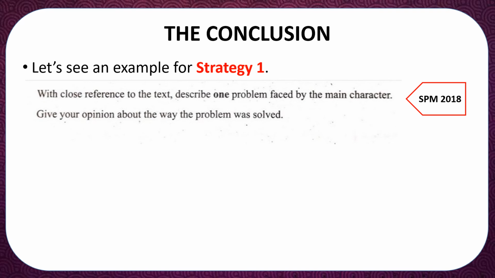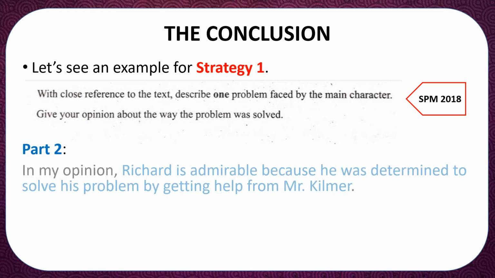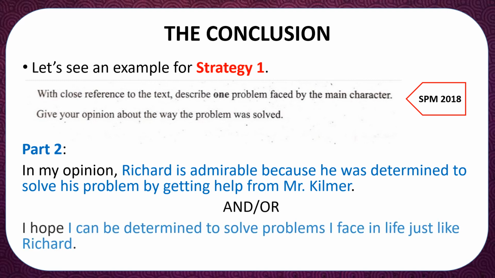For part 2, you need to write your opinion and your hope. So for your opinion, it will sound like this. In my opinion, Richard is admirable because he was determined to solve his problem by getting help from Mr. Kilmer. For your hope, it will sound like this. I hope I can be determined to solve problems I face in life just like Richard. So opinion, you talk about your opinion regarding the situation you have talked earlier in your answers. And then hope is about yourself. Will you be like Richard? Can you be like Richard?